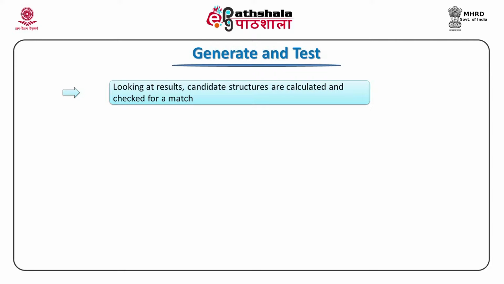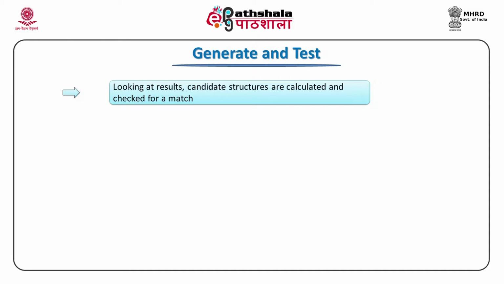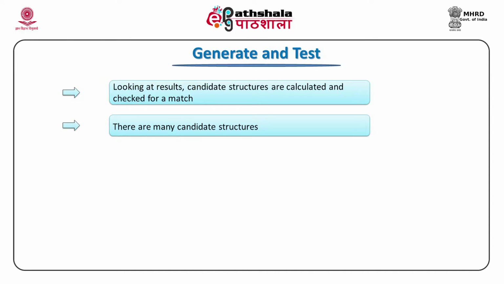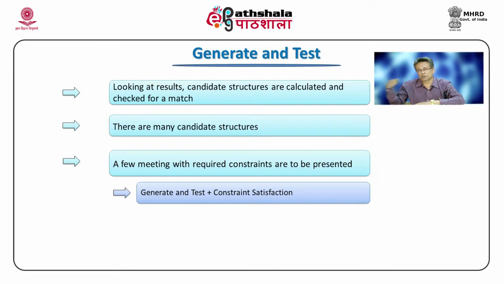Looking at the results, the candidate structures are calculated and checked for a match. We look at the possible candidates and check which ones match. The output of Dendral is a small set of states which match, and there are many candidate structures. In some cases it goes beyond a million. So, it does a simple thing, it collects that big bunch of structures, and the matching is done by something else. In fact, testing, that is what testing is. First of all, it generates and then tests.